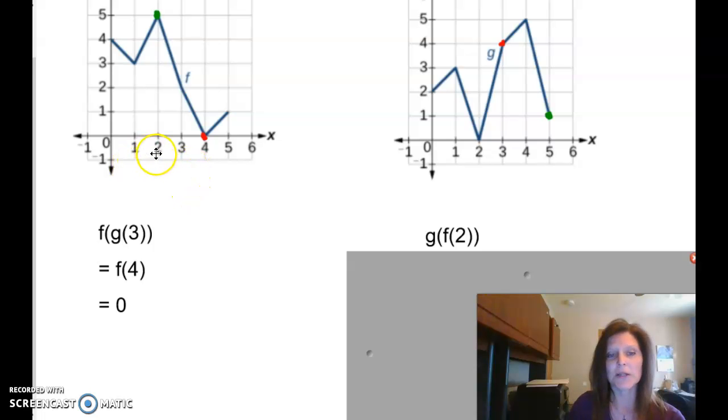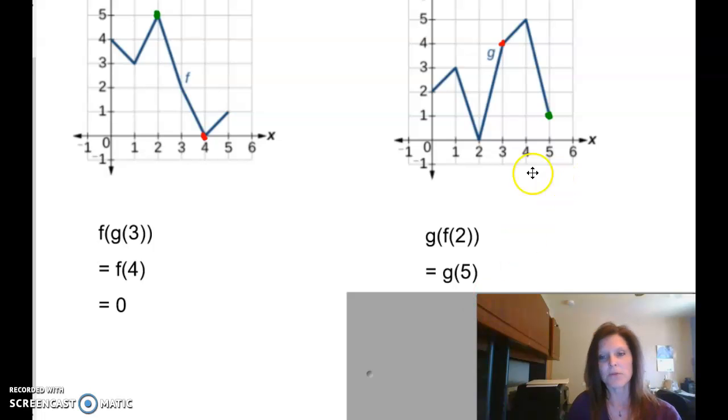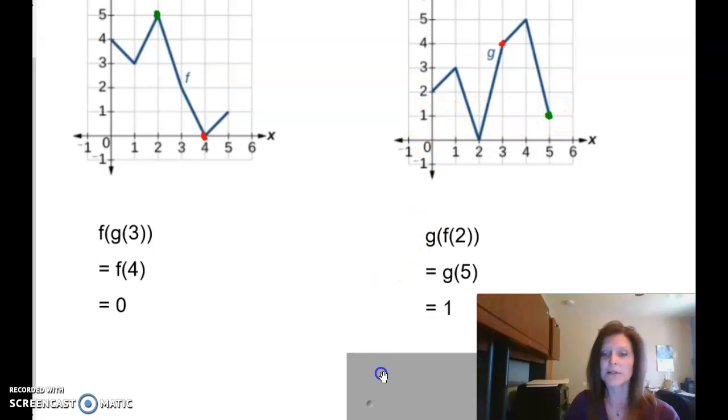Well, I'm going to look here. Here's 2. Go up. That means y value is 5. So g of 5. And then I come back over here to evaluate the g function, and I find 5, and I look up, and here is the point on the graph. That tells me the answer here is 1.